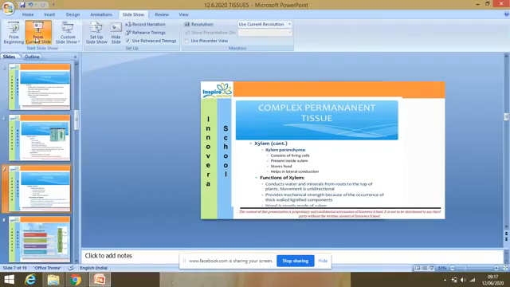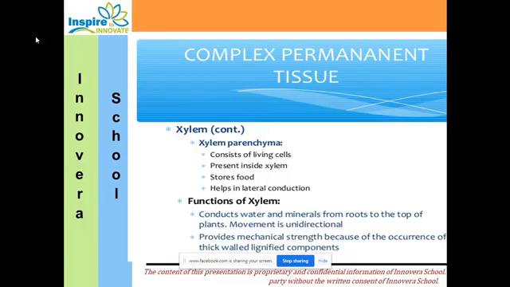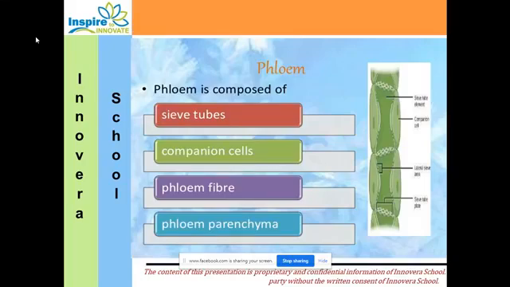So let's move to the next type that we have to discuss today, that is phloem. Phloem is composed of four main types: sieve tubes, companion cells, phloem fiber, and phloem parenchyma. This is already given in the first chart which I showed you, so you can learn it from there also. But it is very necessary to remember it. What are the four types? Sieve tubes, companion cells, phloem fiber, and phloem parenchyma.